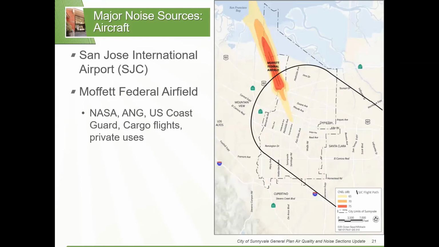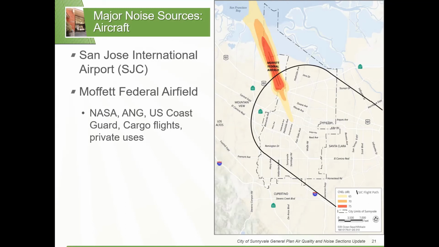Although airport noise does contribute to the noise environment in Sunnyvale, airports are regulated at the federal and state level, and therefore the city has no control over activities or operations at airports. The Moffett Federal Airfield is the closest airport to Sunnyvale, located just outside the city limits. The San Jose International Airport is located approximately 4 miles to the southeast of the city.